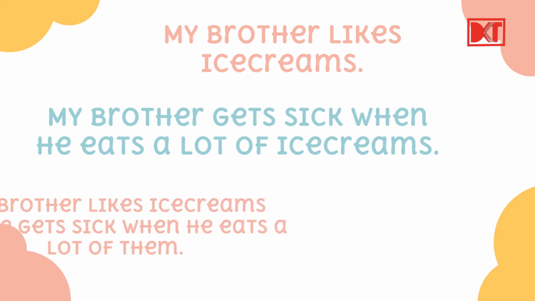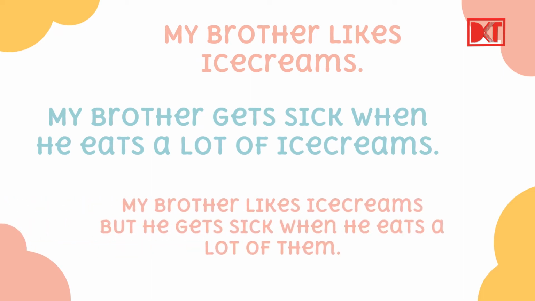Another example, my brother likes ice creams. Alright. Second sentence, my brother gets sick when he eats a lot of ice creams. अब हम यहाँ पे इस दोनों sentences को join करेंगे, एक meaningful sentence बनाएंगे. कैसे? My brother likes ice creams, but he gets sick when he eats a lot of them. Alright?